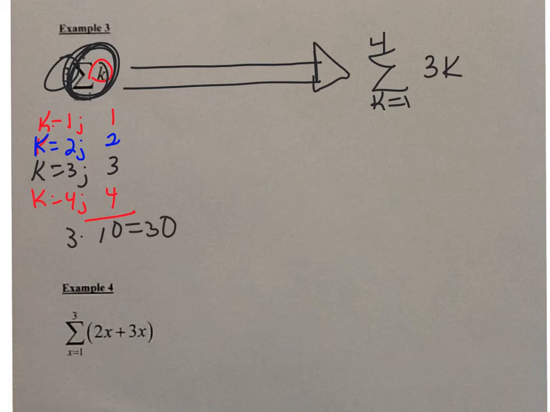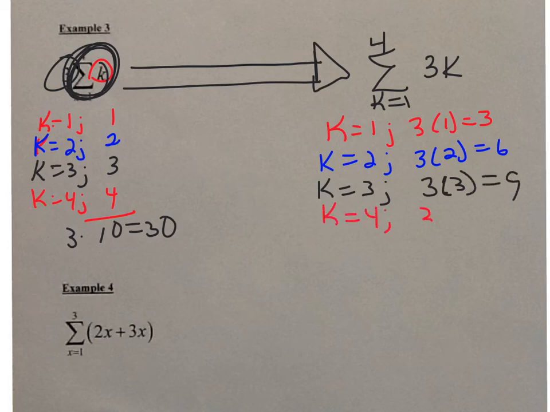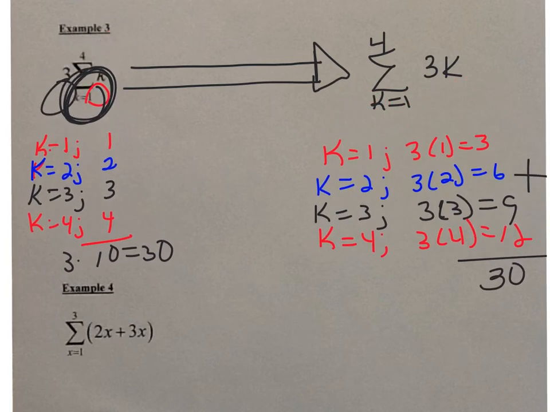All right, now what if I multiply each one by 3 and then add them up? That's going to be on the right side. I'm going to start with k equals 1. So that's 3 times 1, which is 3. k equals 2. So that's 3 times 2, which is equal to 6. k equals 3. So that's 3 times 3, which is equal to 9. And then k equals 4, which is 3 times 4, and that's equal to 12. I add them all up, and I get 30. I get the same exact answer. So either way you do this type of problem is okay.